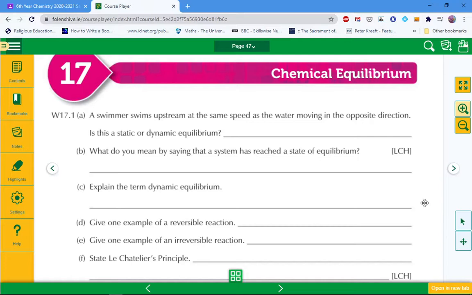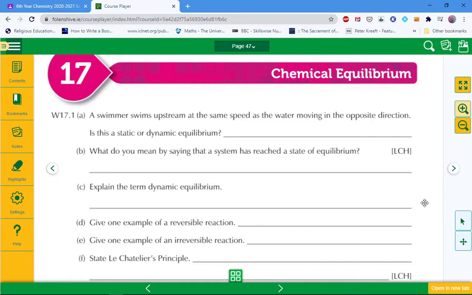Explain the term dynamic equilibrium, part C. Dynamic equilibrium is a state of balance. Now that's extremely important, okay? So dynamic equilibrium is a state of balance achieved when the rate of the forward reaction is the same as the rate of the backward reaction in a closed system.